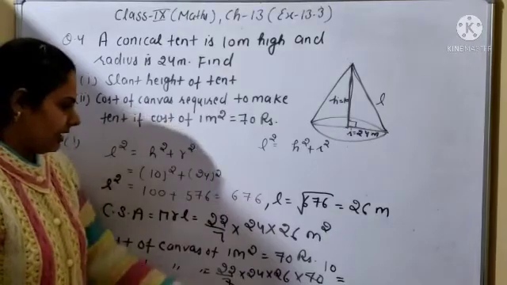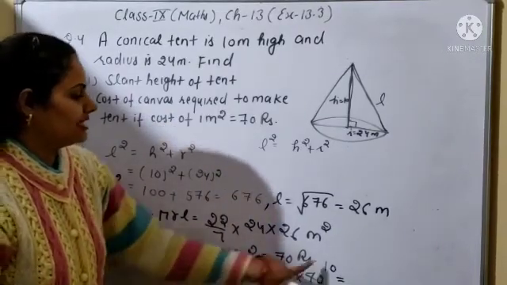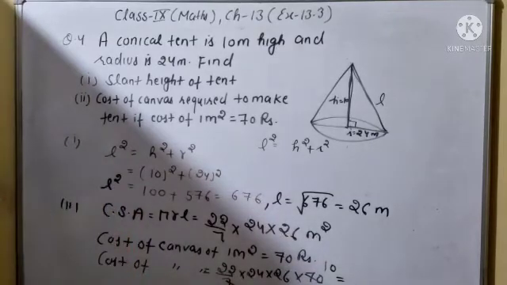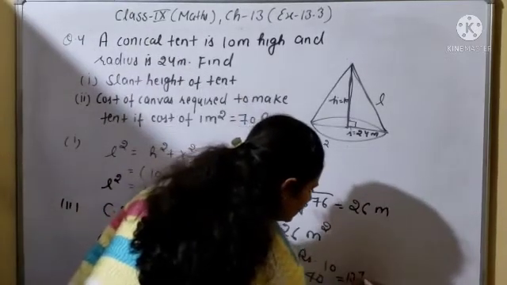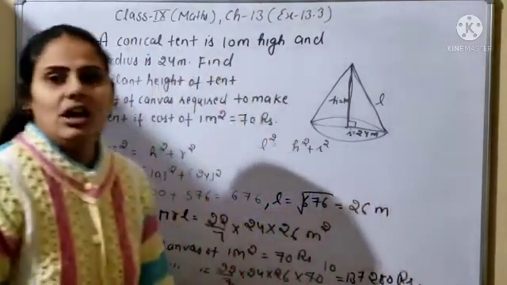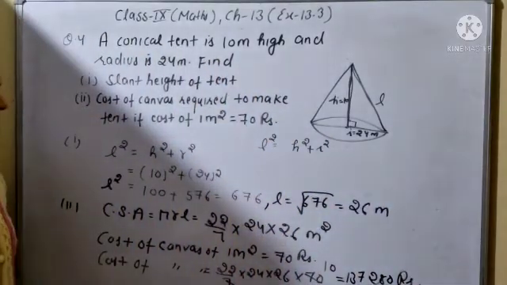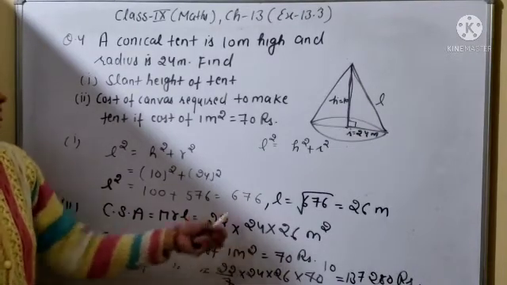Now when you multiply 22, 24, 26 and 10, you will get your answer, and your answer will be 137,280. And this is cost. So this one will be in rupees. So this will be the cost of the canvas of this 1 meter square, meaning this cost, this area.